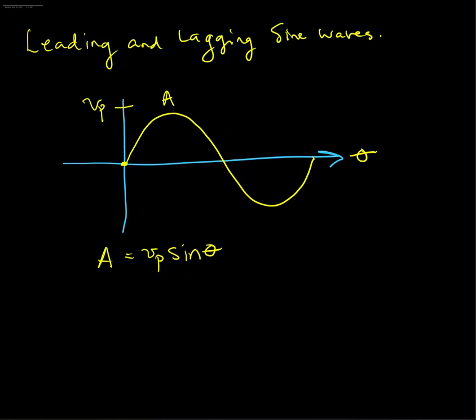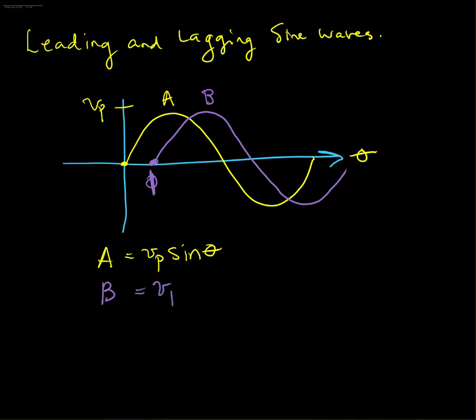Now if I draw another sine wave, maybe not blue, let's make this purple. So here's another sine wave B, and it has the same frequency as sine wave A, but it has been shifted in time, and I've given it the same amplitude at V peak for now as well. So waveform B is shifted by some angle. I'm going to call this angle phi.